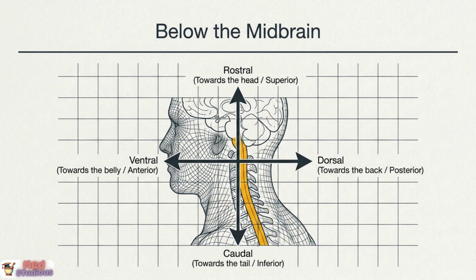For example, the cervical spinal cord is rostral to the thoracic spinal cord, and the lumbar cord is caudal to the thoracic cord. This consistent head-to-tail directionality makes rostral and caudal extremely useful terms when describing spinal cord injuries, tumor locations, or nerve root levels in clinical practice.